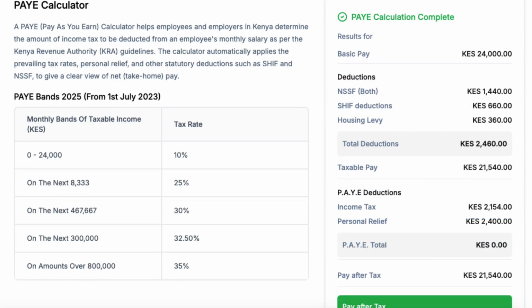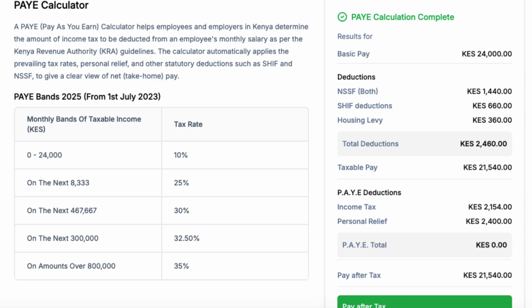So in this example, the total for the three statutory deductions will be 2,460. If you deduct that from 24,000, you get a taxable pay of 21,540. The PAYE or income tax calculated from that amount will be 2,154, which is basically 10% of 21,540 according to the applicable tax rates.